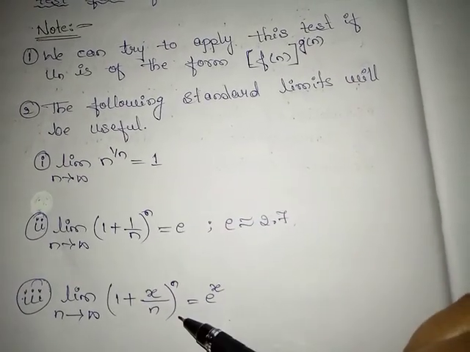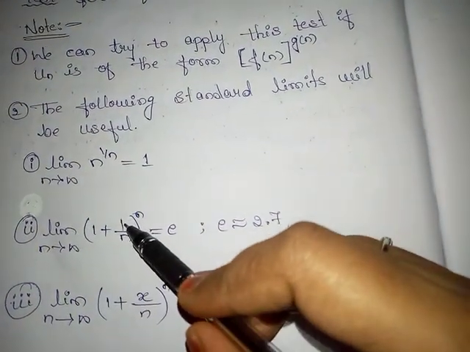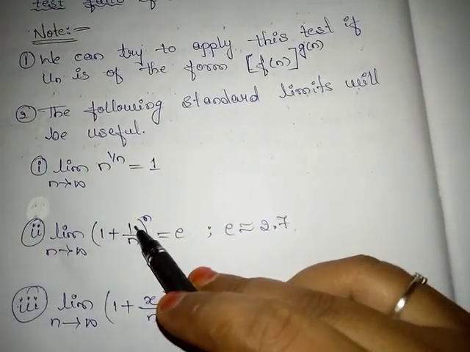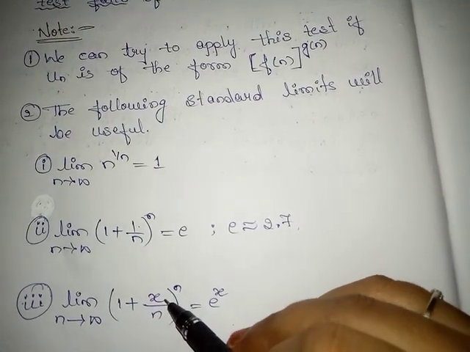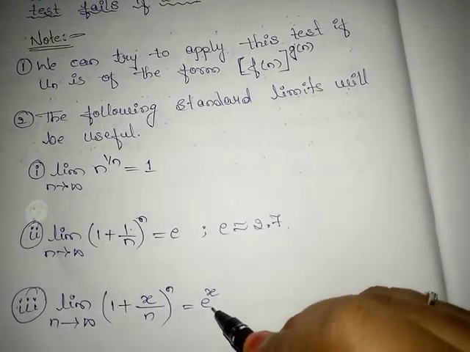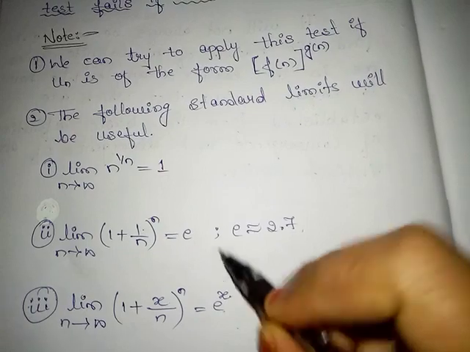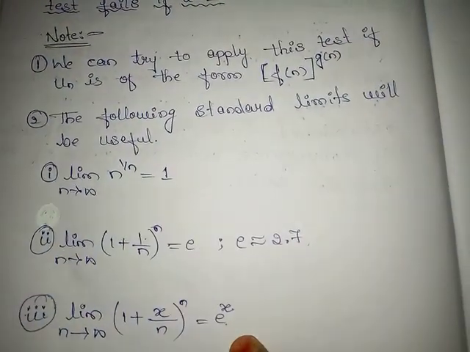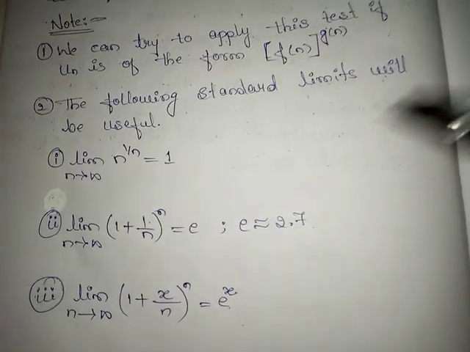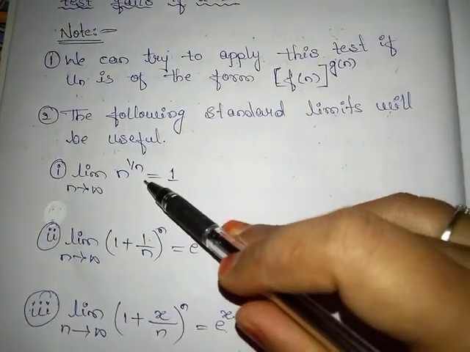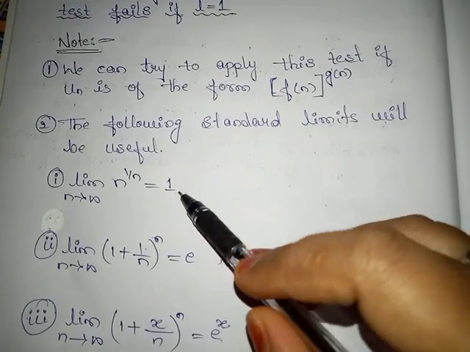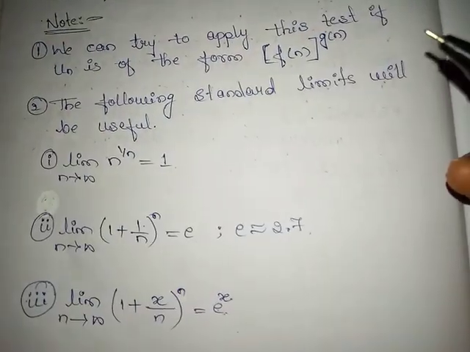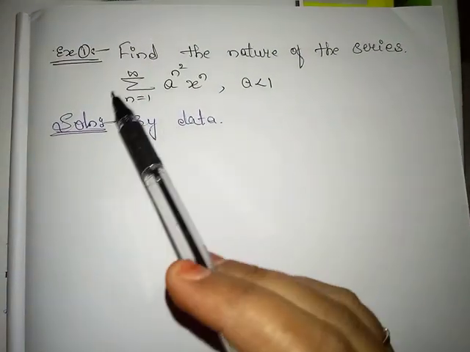See, these two results are the same, but here the difference is that in place of 1 we have x. If we replace this 1 by any term, then it will be e raised to that term. Remember this too. While we are solving, these results are very useful. In solving an example, if you get terms like this, directly you can apply these results. So remember these results. Now let us see the example.